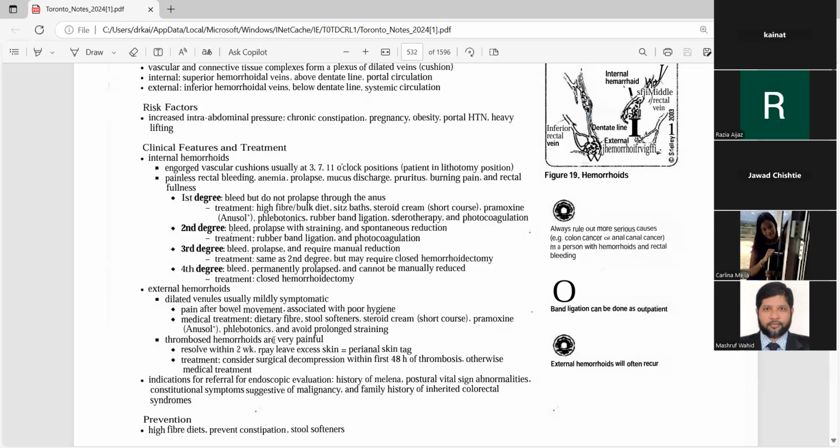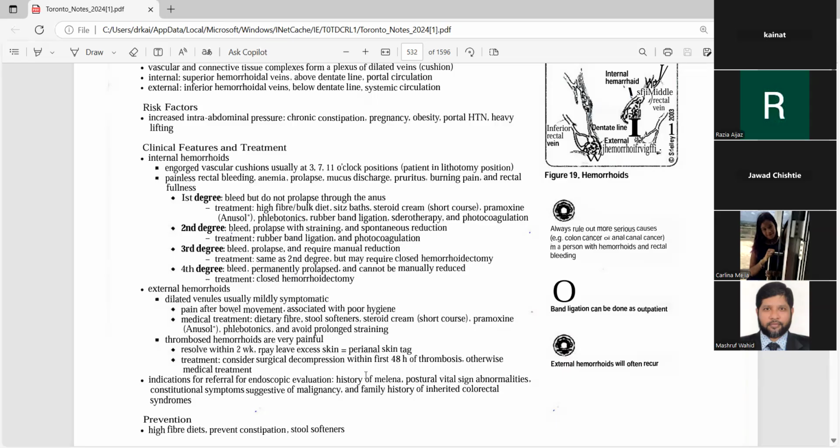Thrombosed hemorrhoids are very painful. So it's basically the pain. If a perianal skin tag is there, removal within 2 days, and then treatment is basically surgical decompression. You can ask the patient to do hot compressions at home, all of that, but the main treatment is surgical decompression.